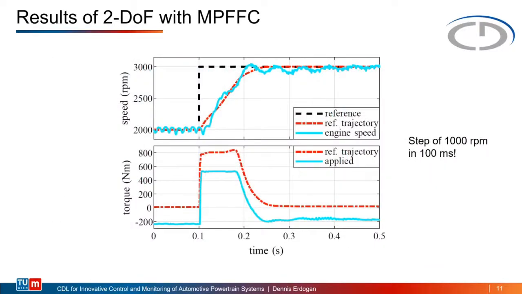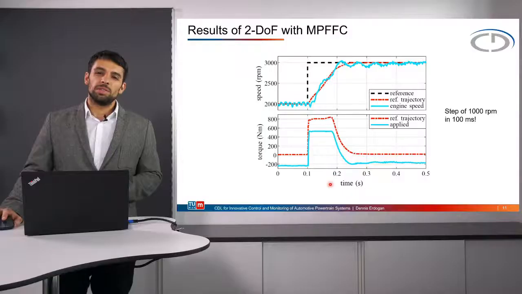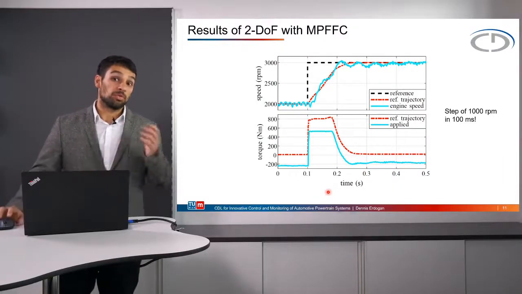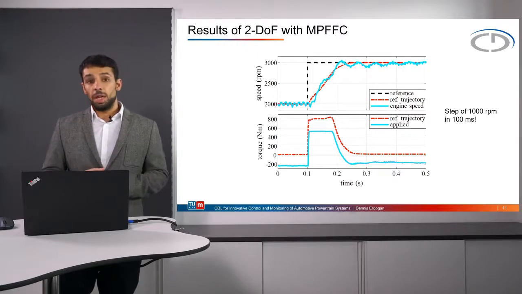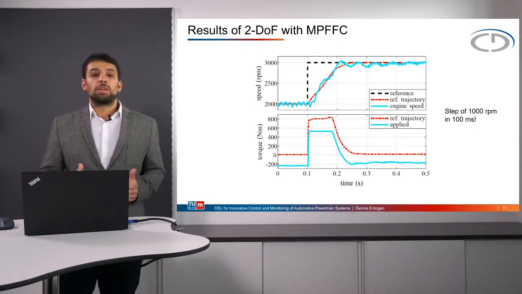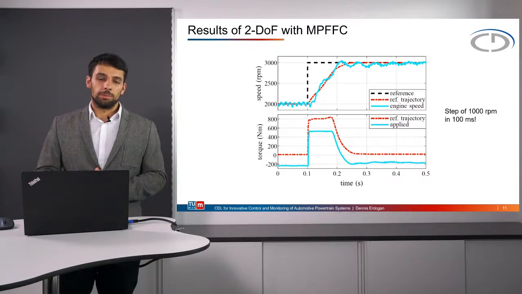I also want to show you a big step response from 2000 RPM to 3000 RPM, where you can see the input signal is hitting the constraint of 530 Newton meters. You can see that the step of 1000 RPM can be reached within 100 milliseconds, and therefore the controller can be considered as very high dynamic.